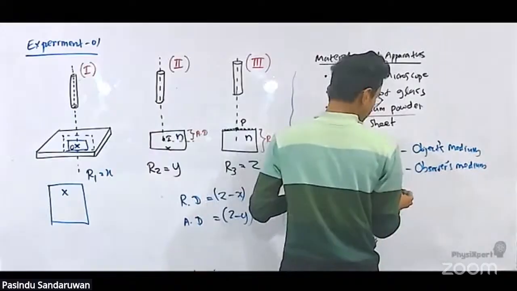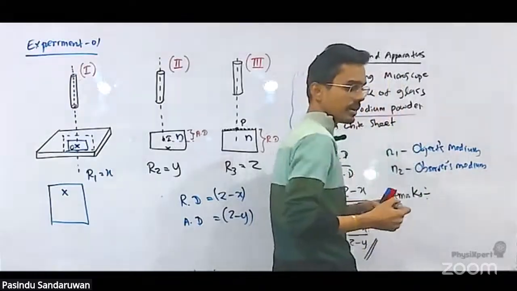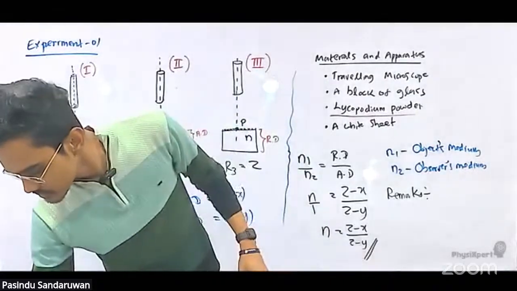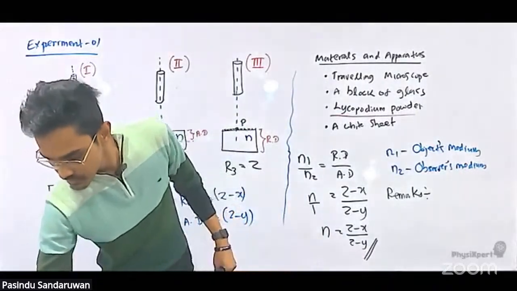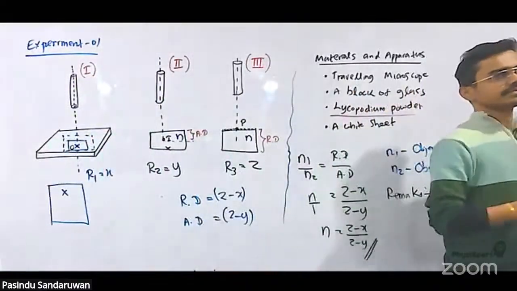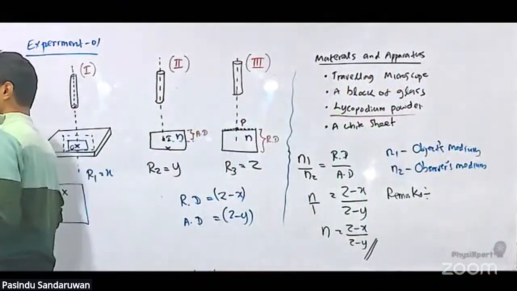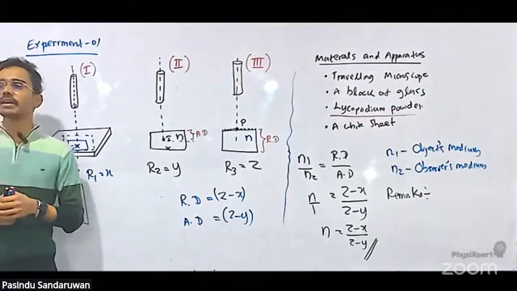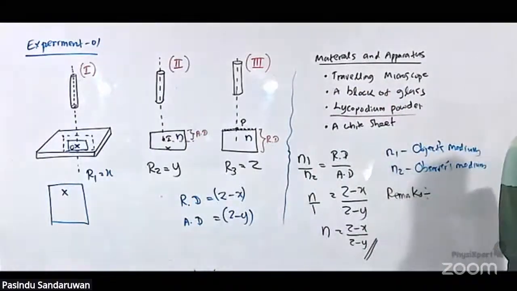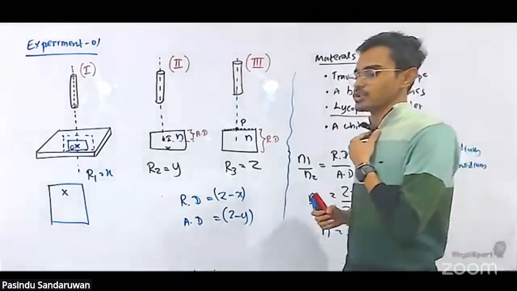Write down as remarks. Write down one by one. First point. The traveling microscope should be leveled.